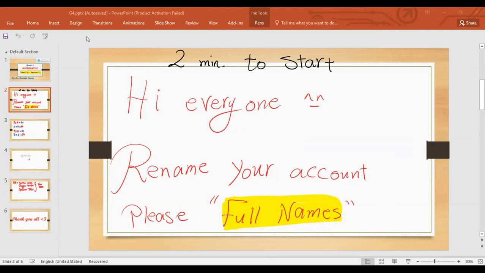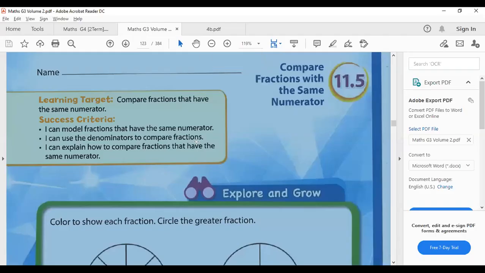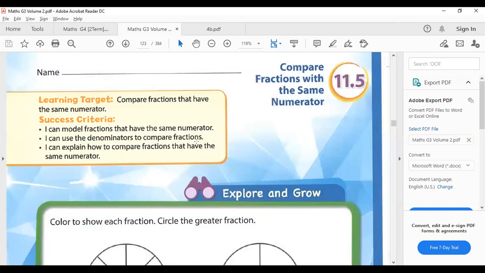Hello, my dear students. Today, inshallah, we will continue talking about comparing fractions. Yesterday we studied how to compare fractions with the same denominator. You have, for example, 3 over 8 and 5 over 8. Which one will be greater?